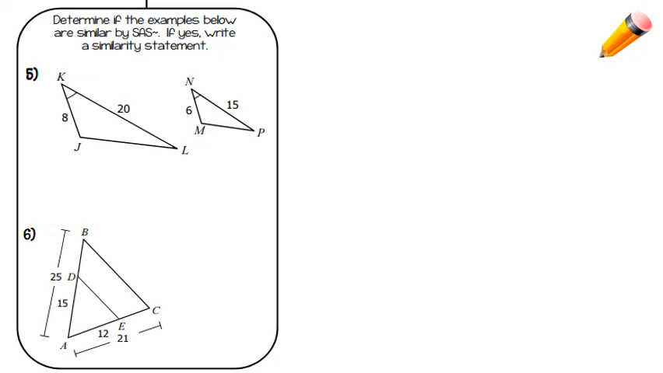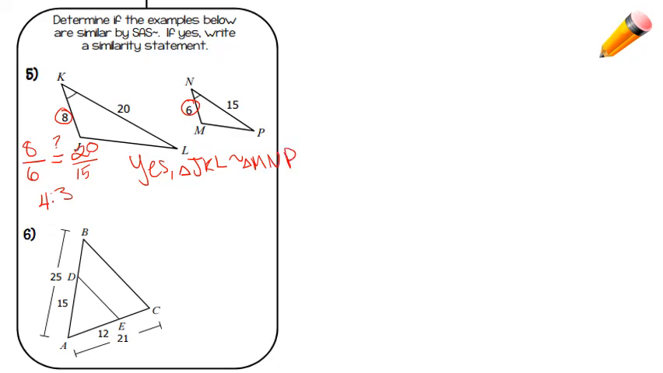So we have angle K congruent to angle N, and that's our included angle. And then we have two pairs of sides on either side of the angle in both triangles. So we need to set up our proportion from those two sides. So we're saying 8 over 6, because these two sides correspond to each other, right? Is that equal to 20 over 15? If we reduce 8 over 6, we would get 4 to 3. And if we reduce 20 over 15, we would get 4 to 3. So in both cases, our scale factor is 4 to 3. So yes, these two triangles are similar. So now I need to write my statement. So triangle JKL is similar to triangle MNP.